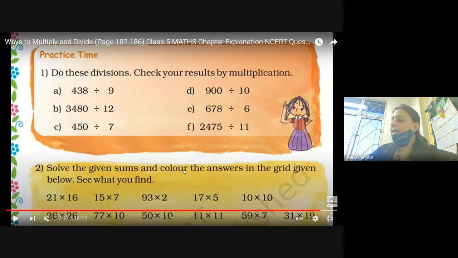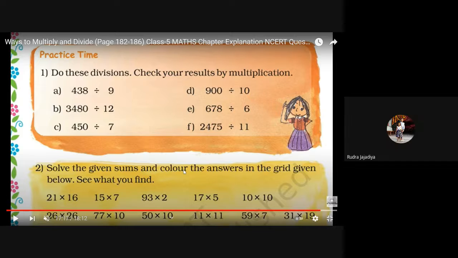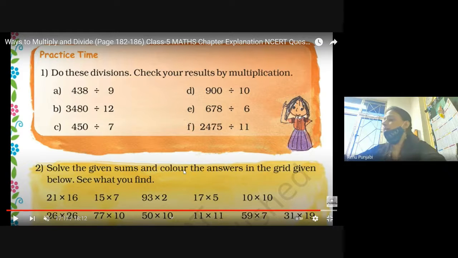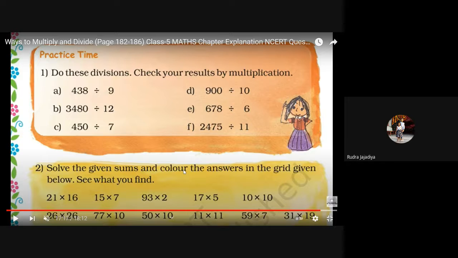What is the E answer? 113. Yes, E answer is 113. What is the F answer? 225. Yes.